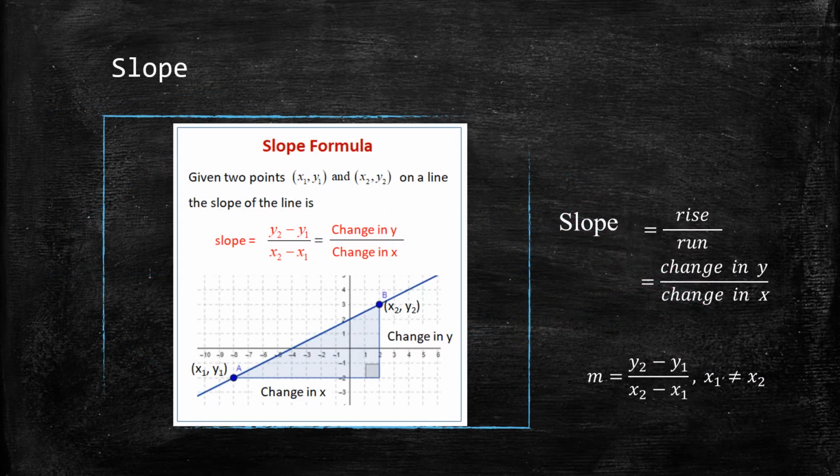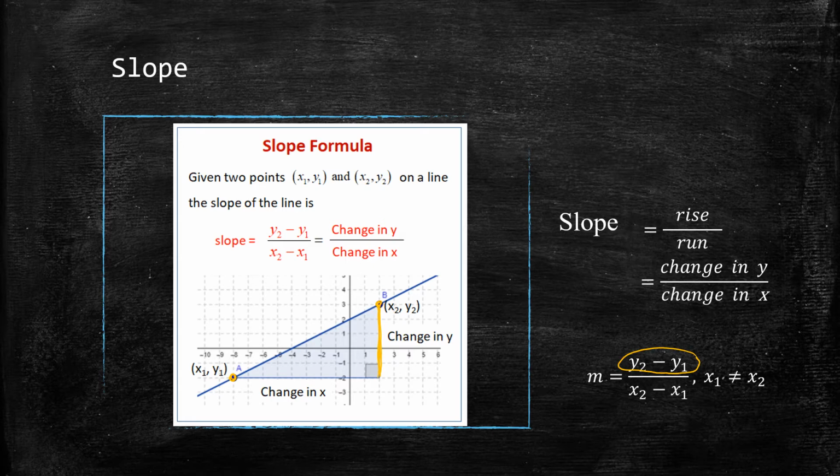So we have our slope formula. Slope is rise over run. The rise is the change in the y values. The run is the change in the x values. So if we go from the point x sub 1, y sub 1 to the point x sub 2, y sub 2, we can see that the change in y is this vertical distance here on our graph. So this distance is going to be y sub 2 minus y sub 1.